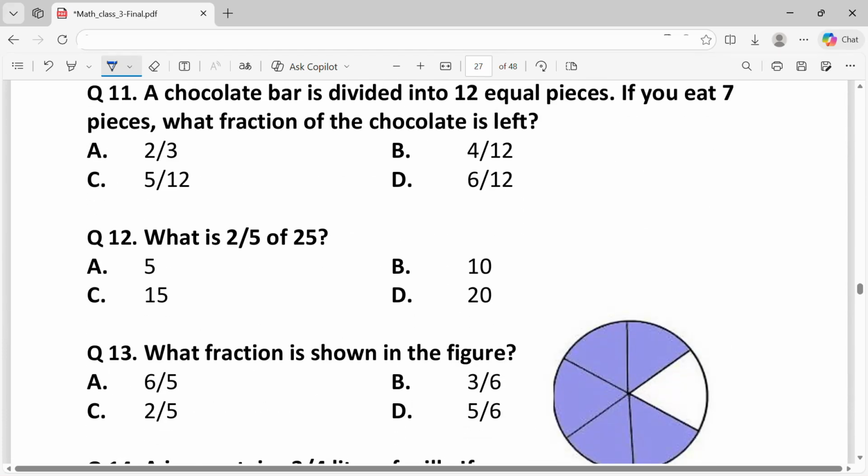Question 11. A chocolate bar is divided into 12 pieces. If you eat 7 pieces, what fraction of chocolate is left? So, the number of pieces left after 7 pieces are eaten is 12 minus 7, that is equal to 5. So, the fraction of chocolate left will be the number of pieces left upon total number of pieces, that is 5 upon 12, that is option C.